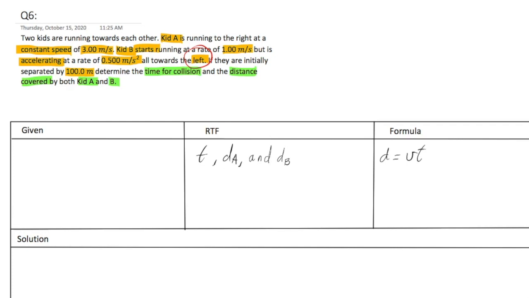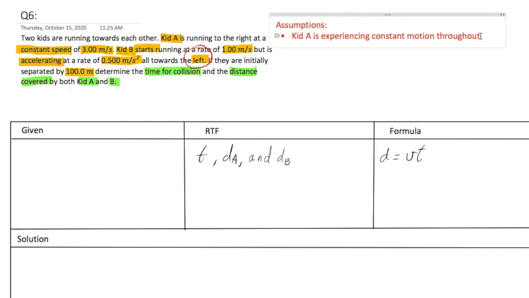And you notice I always use the d is equal to vt form. And the reason why I use that one is because it is in a similar style to all the accelerated motion kinematic equations. So again, a few assumptions. Kid A is experiencing constant motion throughout. So no acceleration whatsoever. So we're assuming that Kid A starts and continues at that 3 meters per second. Both kids start at the same time, i.e. equal time for both. And that's mission critical that we have that one particular point.